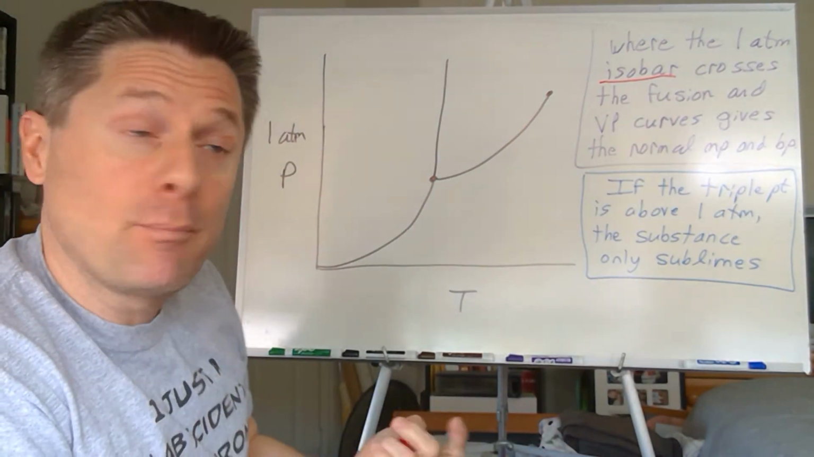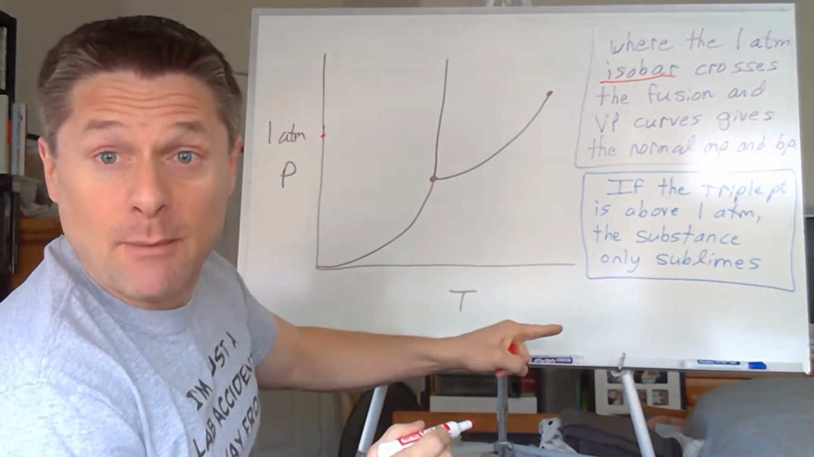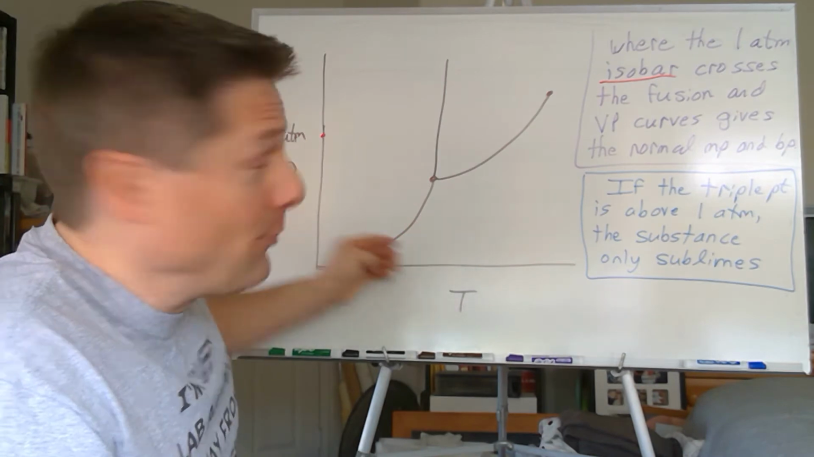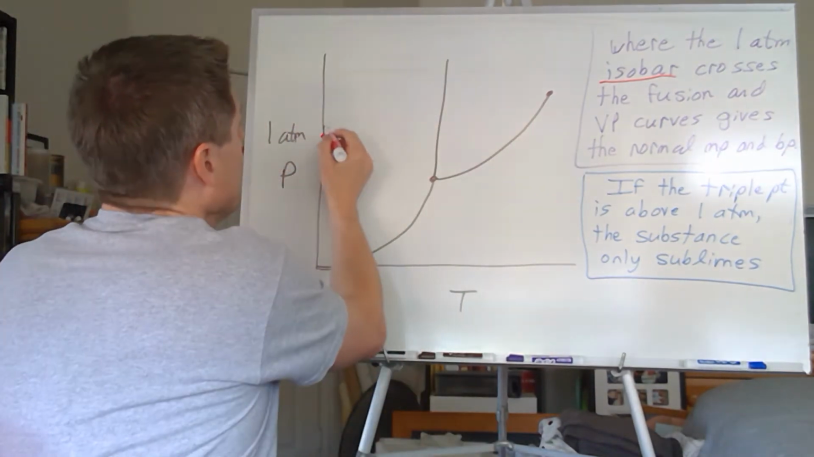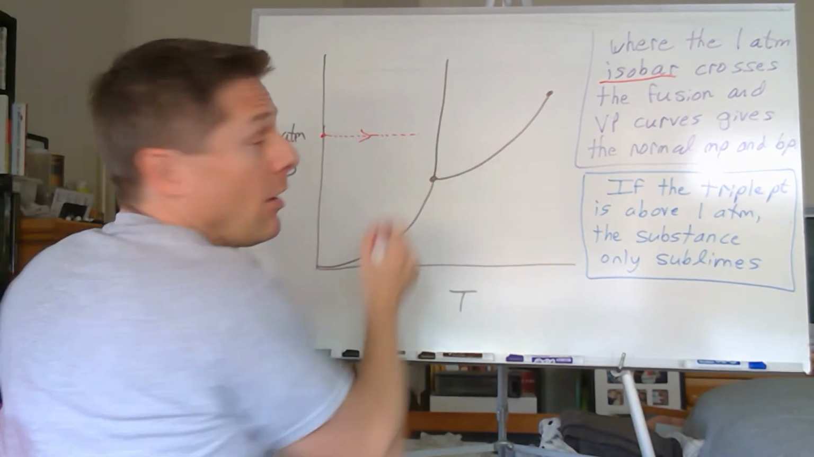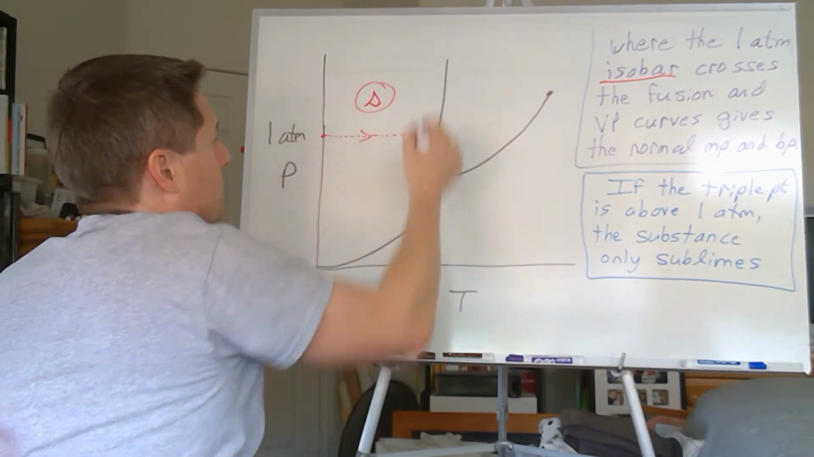Isobar, same, bar for pressure. So let's take a 1 atmosphere isobar and start increasing the temperature. You ready? You can do this anywhere on any phase diagram. It's really cool. You can just follow the journey, see where you go. So if we're increasing the temperature along an isobar, we would be in the solid region, right?